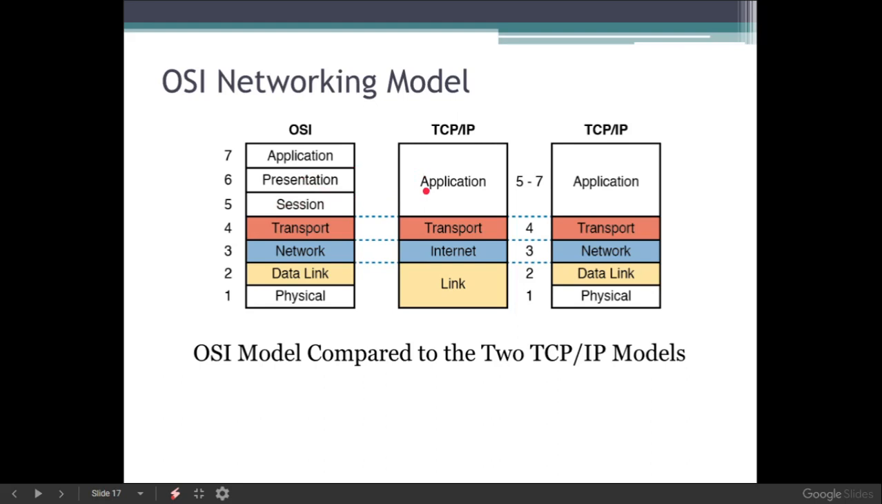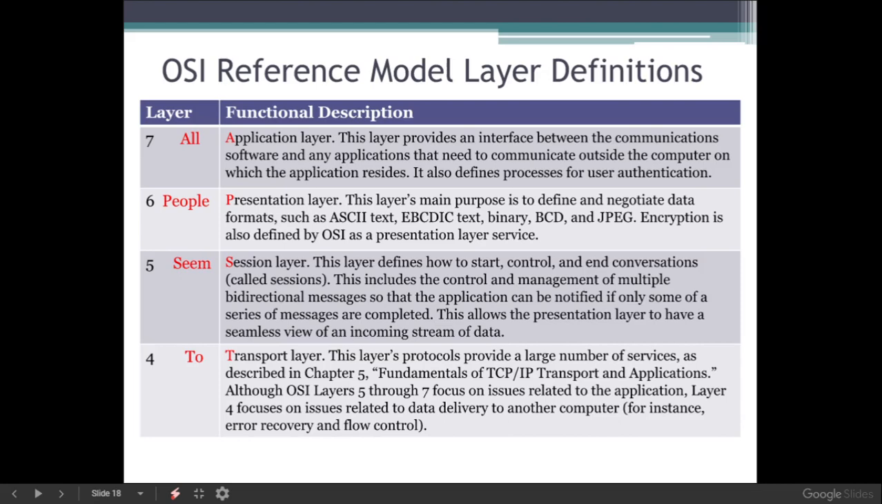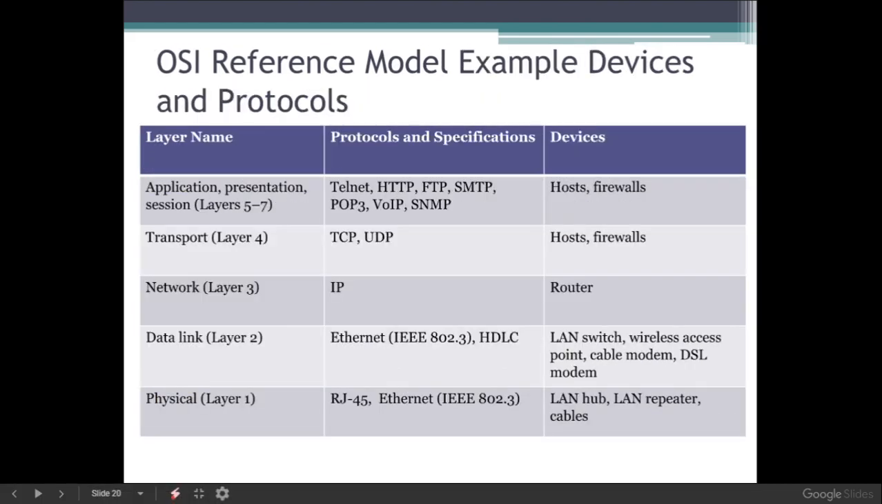What does POP3 mean? POP3 is Post Office Protocol, version 3. I think there's actually a version 4, but most of the time it's really version 3 that you see.